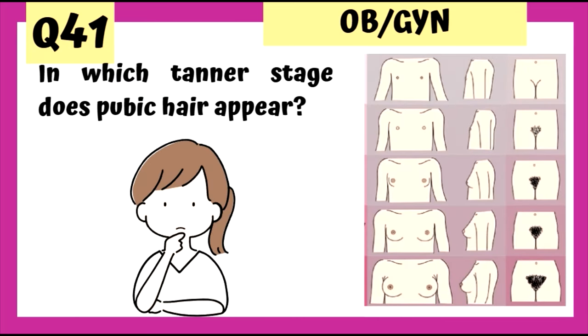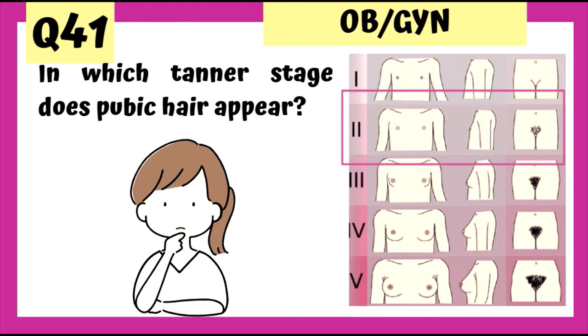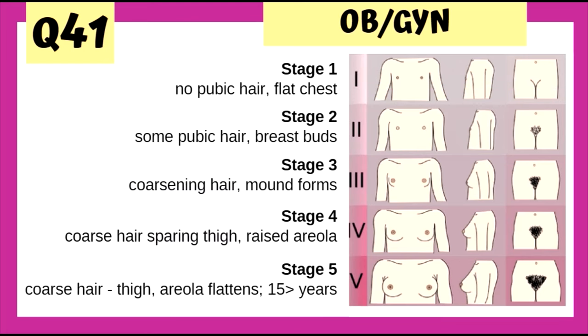Question 41, in which Tanner stage does pubic hair develop? We could take a look over here, actually. It's stage 2. Pubic hair develops. You could take a look at these stages over here. In stage 1, there's no pubic hair. Stage 2, there's some pubic hair. In stage 3, there's coarsening hair. Stage 4, it spares the thigh. In stage 5, which is about when the girl is 15 years old, there's coarse hair that goes onto the thigh.